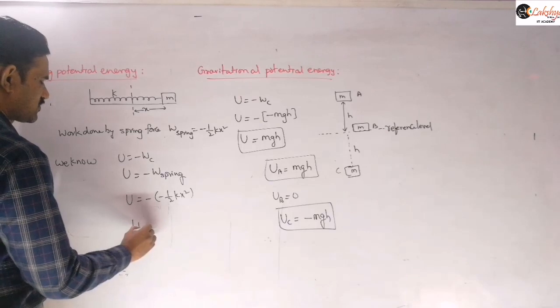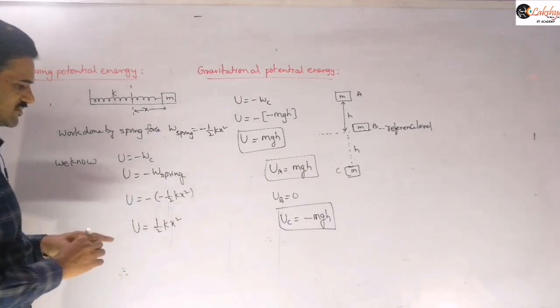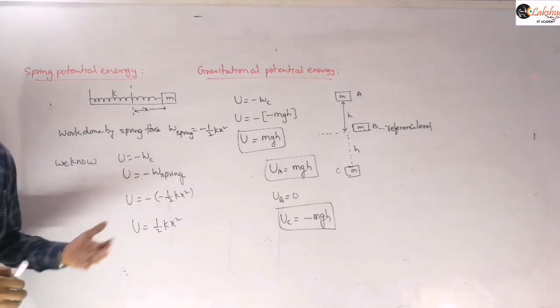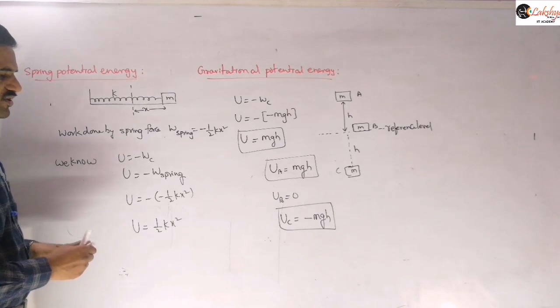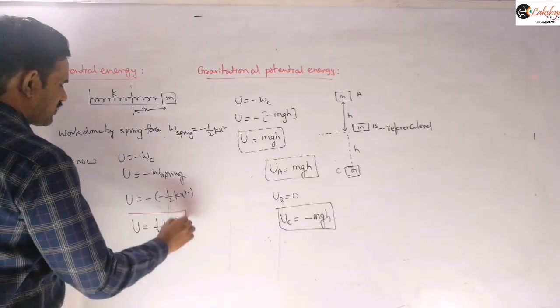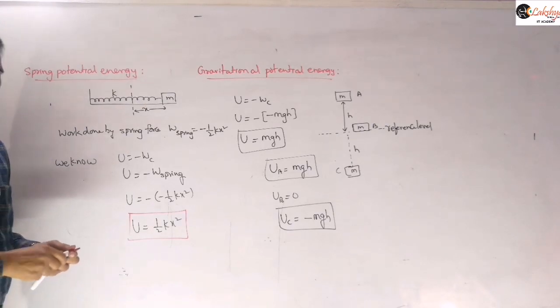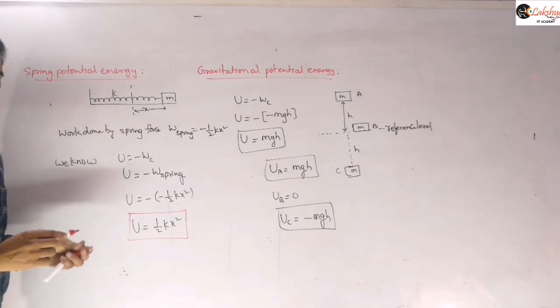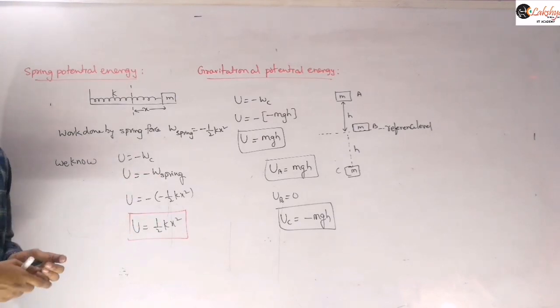And therefore this spring potential energy you can write as half kx square. So this is the spring potential energy. Work done by the spring force is minus half kx square, and potential energy stored in the spring will be plus half kx square. So spring potential energy is always positive, which is given by half kx square.